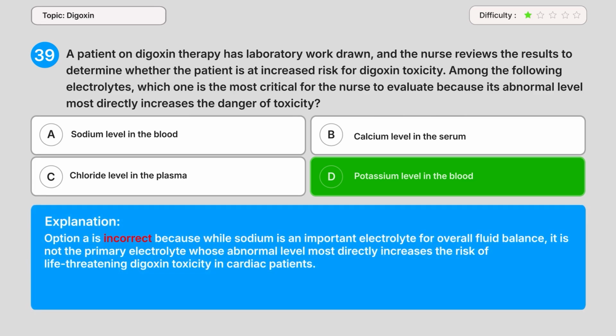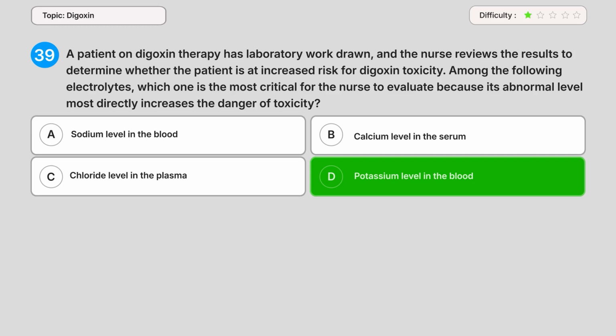Option A is incorrect because while sodium is an important electrolyte for overall fluid balance, it is not the primary electrolyte whose abnormal level most directly increases the risk of digoxin toxicity.